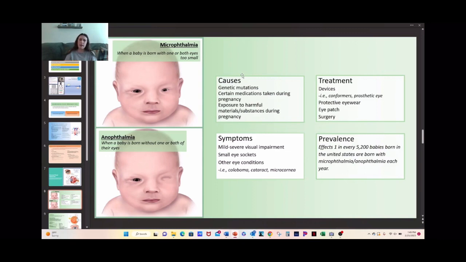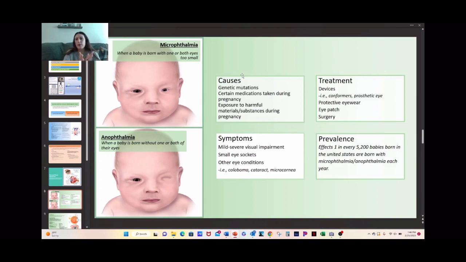but can include mild to severe visual impairment. Small eye sockets can impact the structure of the small eyes, or missing eyes can impact the structure of the eye sockets, which will, like a domino effect, affect the structure of the surrounding areas of the face. Children with these conditions may also experience other eye conditions like coloboma, cataract, or microcornea.